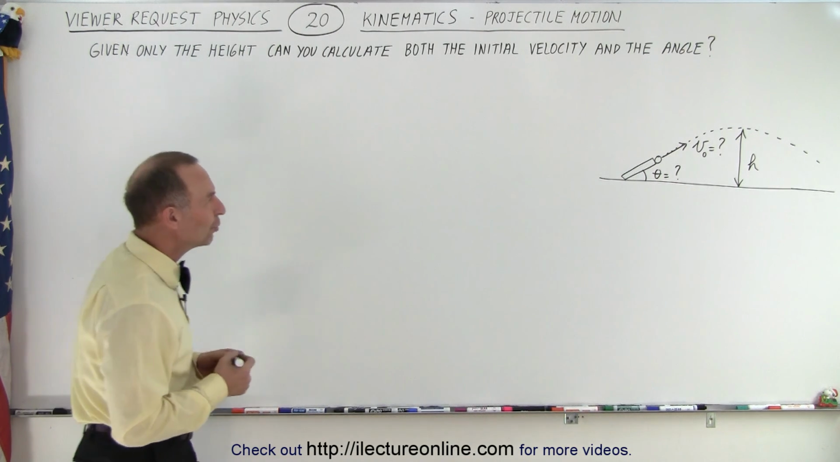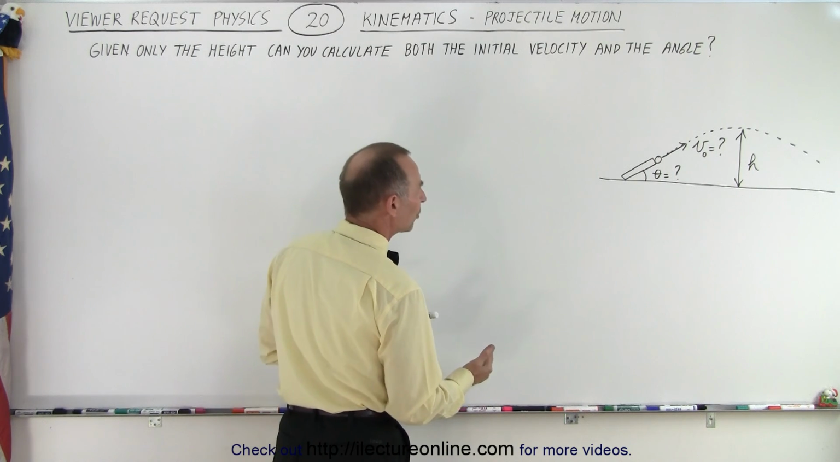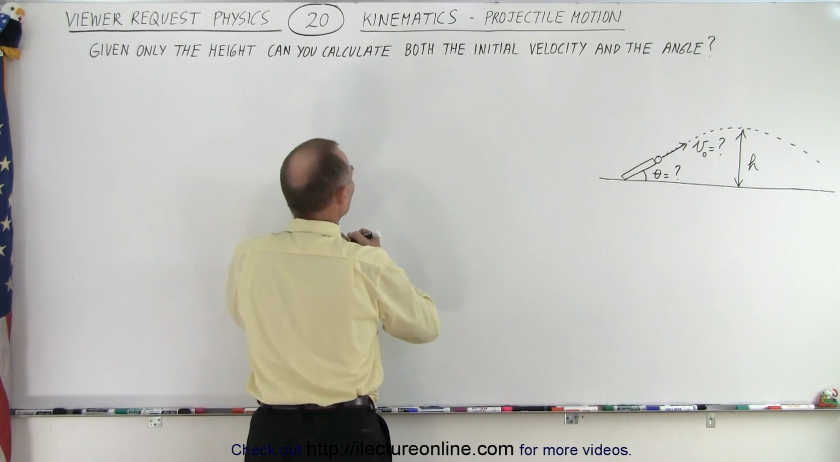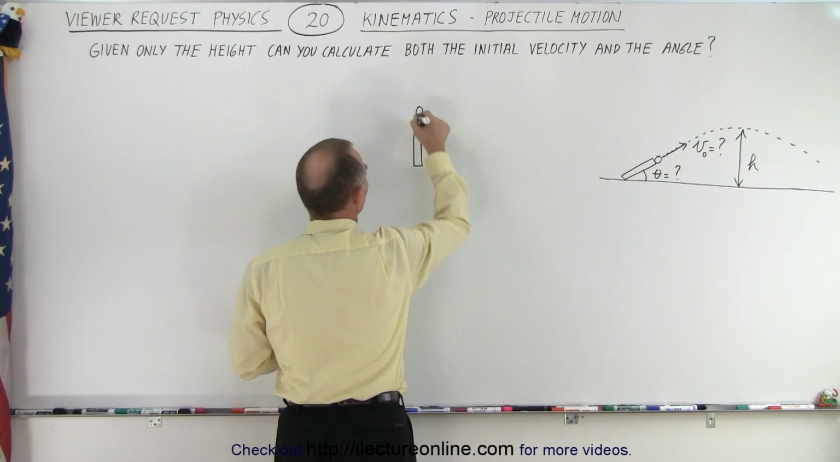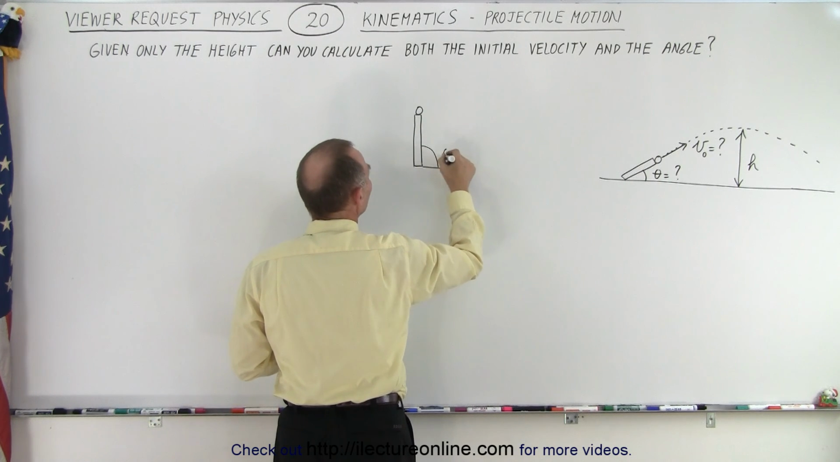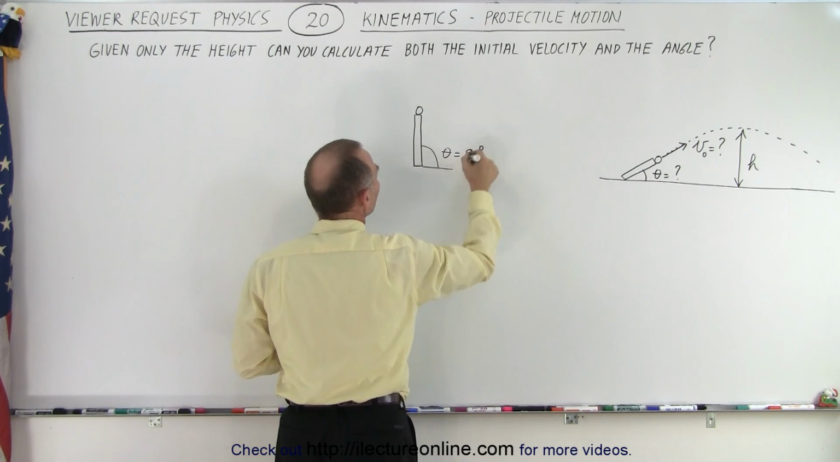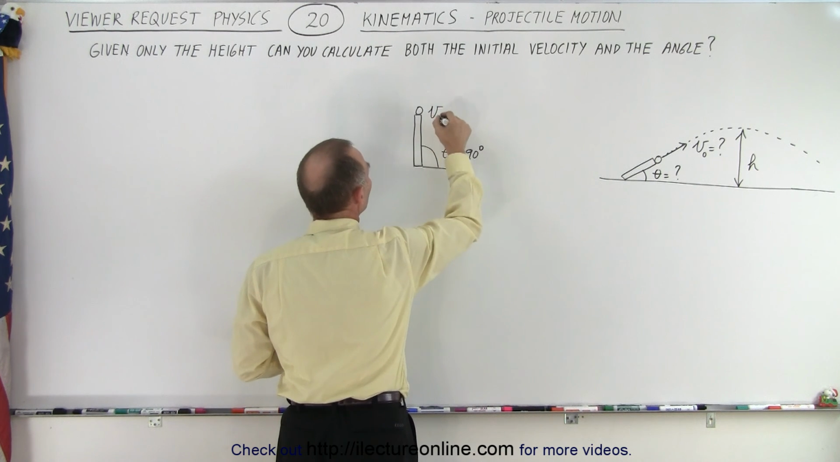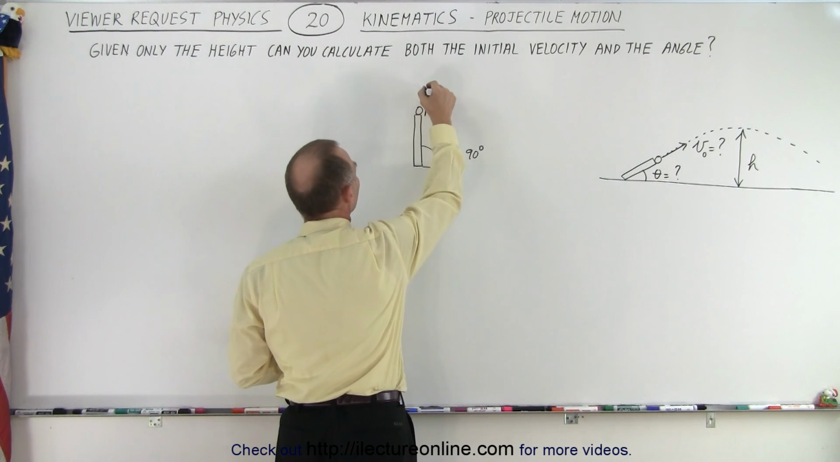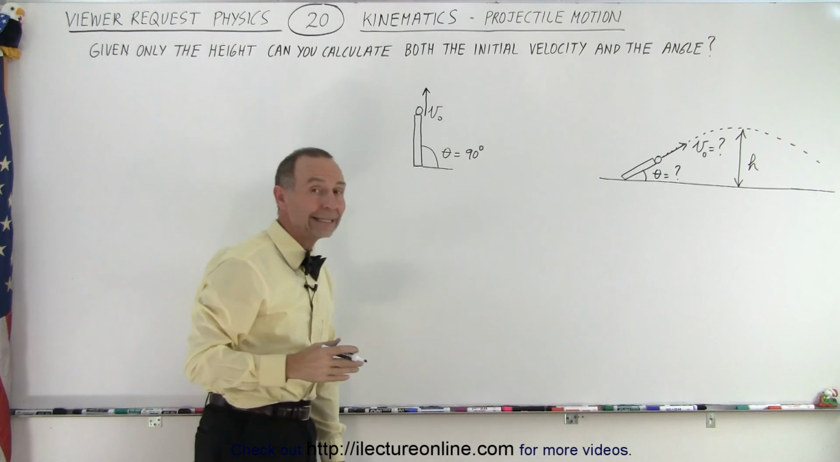So first of all, let's do the case where we shoot a projectile straight up. In this case, the angle is 90 degrees, and our v initial is therefore straight up. Can we calculate the height gained?